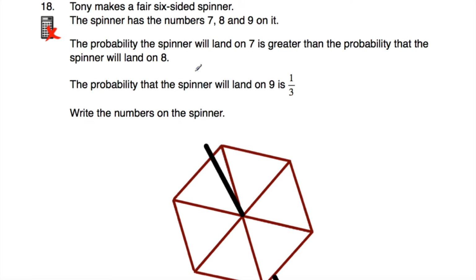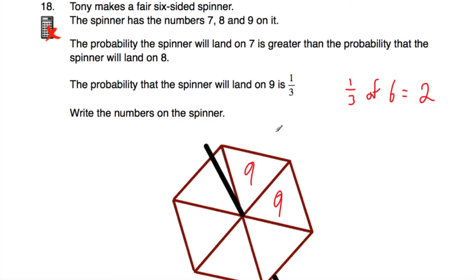Okay, so we've been told that the probability that it lands on 9 is 1/3. So that means that 1/3 of the numbers on the spinner are 9. So if we count out, well, there's 1, 2, 3, 4, 5, 6 sections, and we were told it's a six-sided spinner, so it's got 6 sections. If we do 1/3 of 6, that'll tell us how many 9s are on the spinner. So 1/3 of 6, well, if we take 6 and divide it by 3, that's equal to 2. So that means there must be 2 9s on the spinner. So it must be a 9 and a 9.